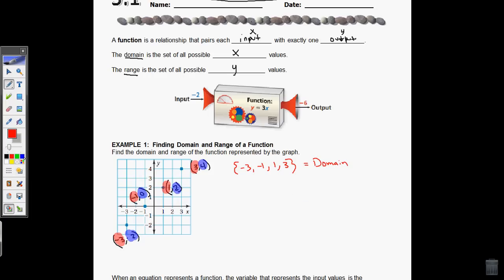Beautiful. Now let's take a look at the range. The range is the set of all possible y values. So my range, in nice little curlicue brackets, is -2, 0, 2, 4. And that is my range. It doesn't need to be any more complicated than that, folks.